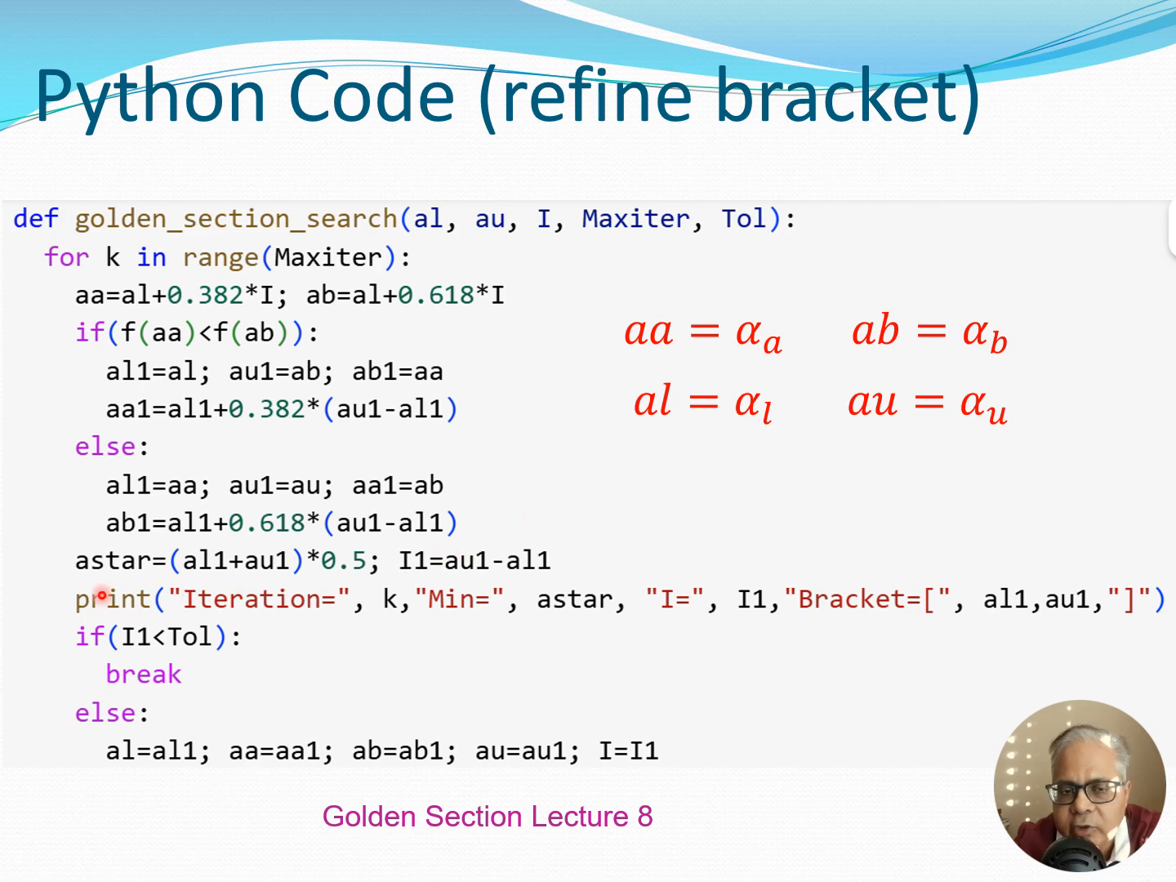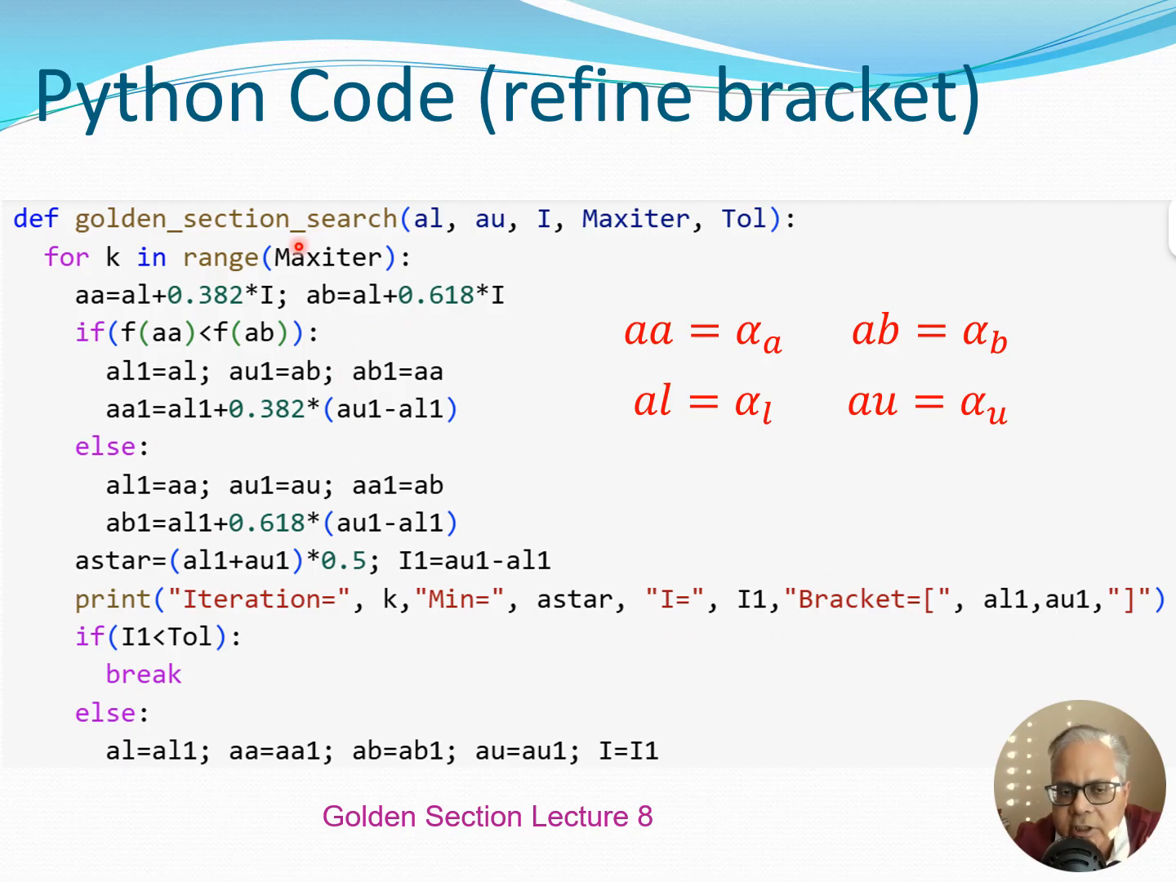And once you have made those changes, you then define A star as AL1 plus AU1 divided by 2, and also the new I value as AU1 minus AL1. So then we finally print out the values of the K we are at, the A star, the I1, and we have bracketed the minimum between AL1 and AU1.